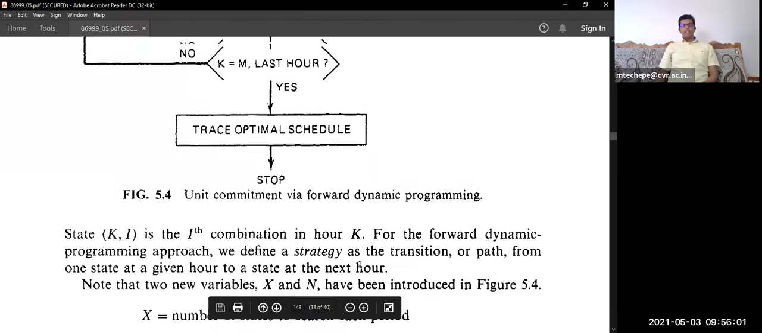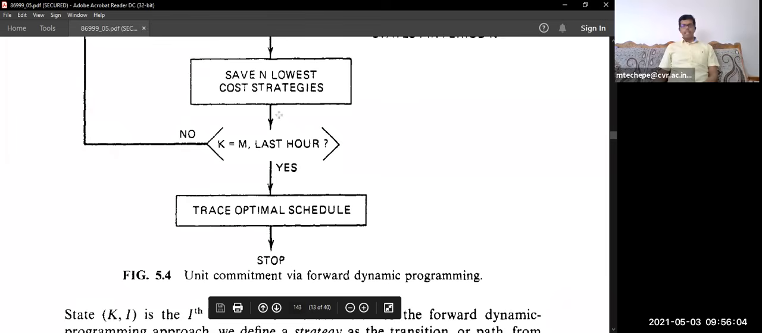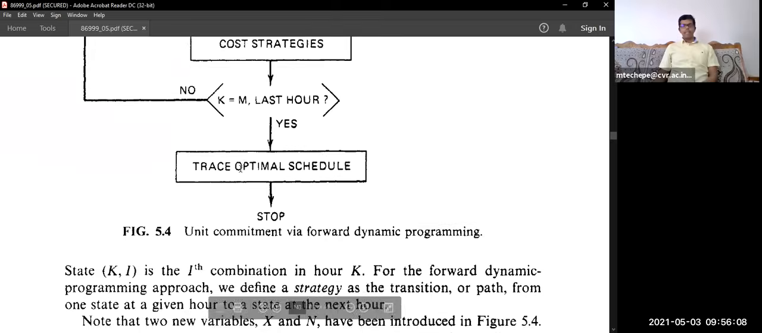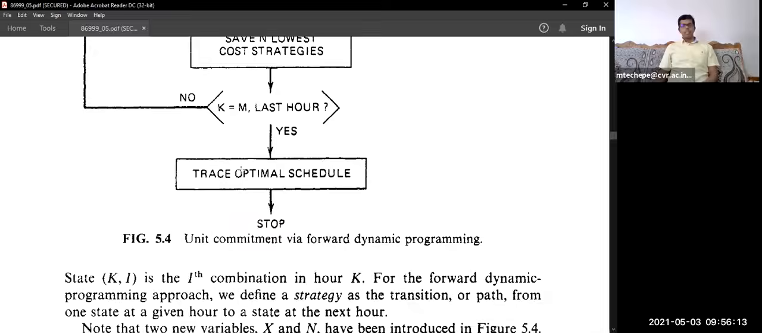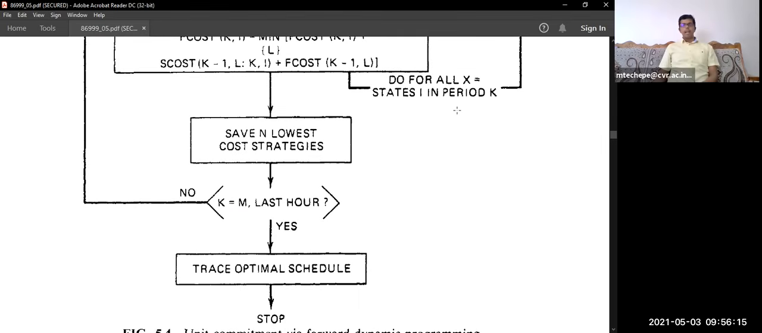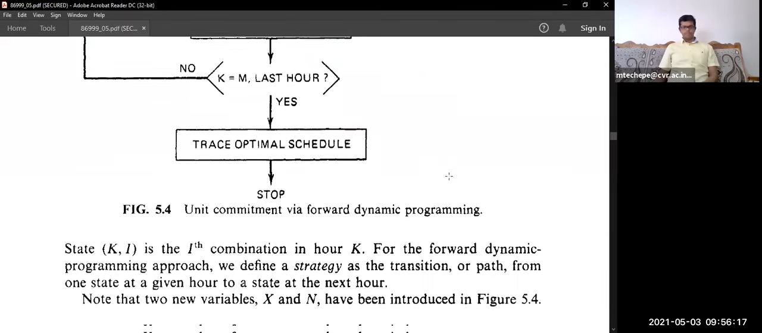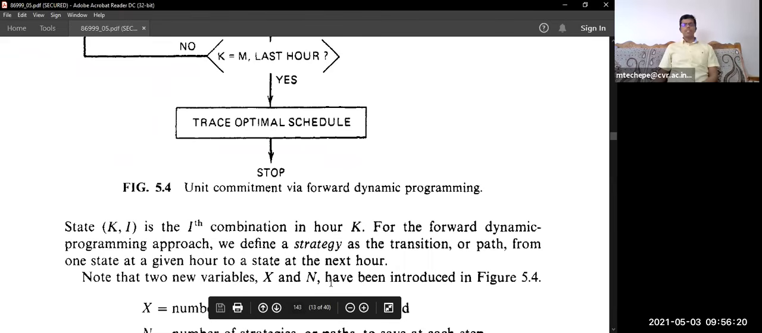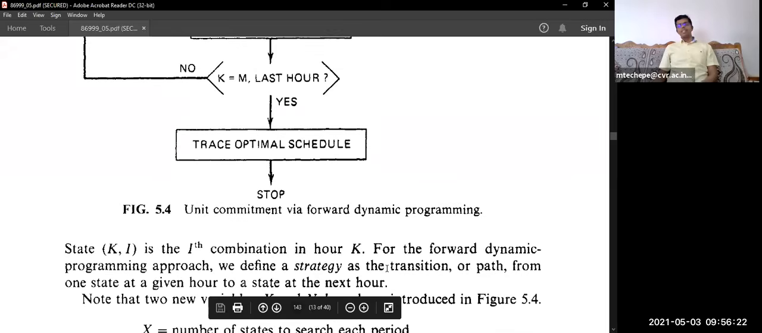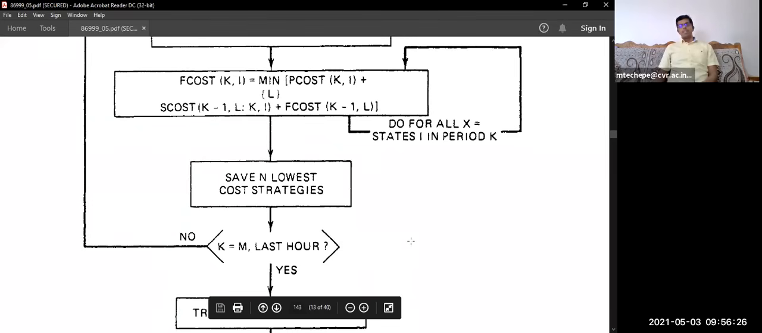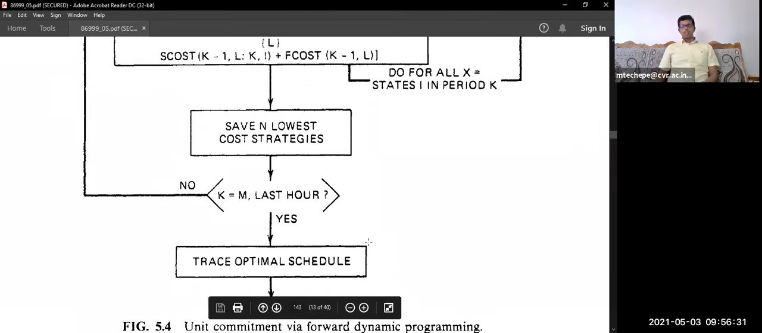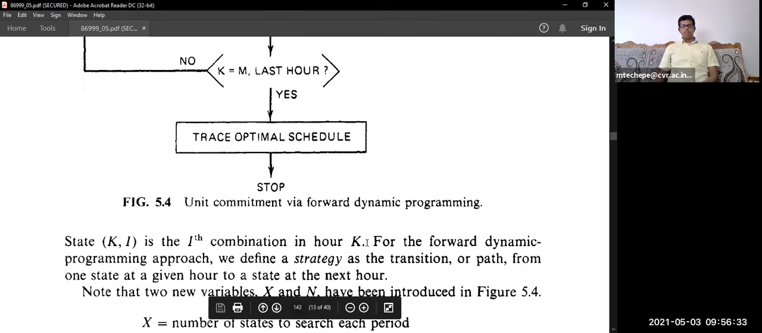This capital N, save N lowest cost strategies, is the number of strategies or paths to save at each step. And this X is the number of states to search each period. So this many states we have to search in each period. That is what is given here.